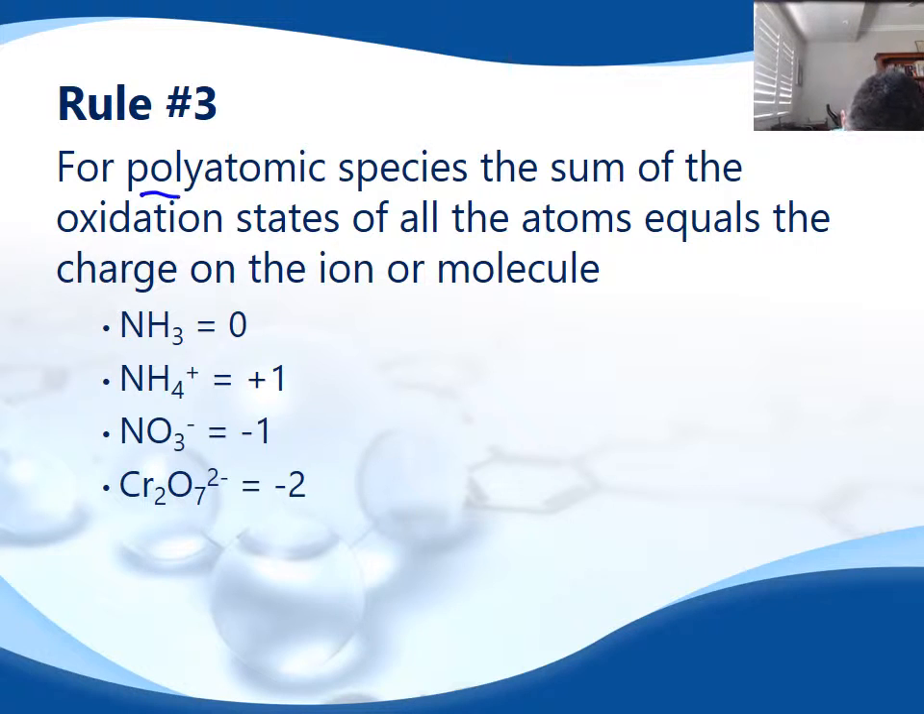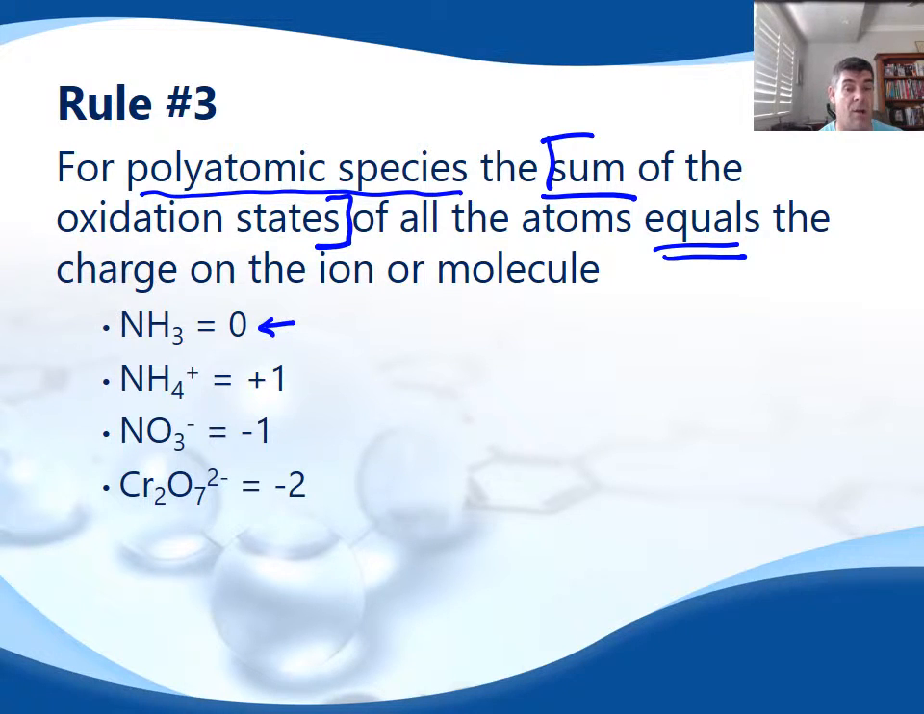So when we have polyatomic species, we have to make sure that the sum of the oxidation states in all of the species equals the charge. In ammonia, the overall charge is 0. It's a compound, not an ion. So therefore, the sum of the nitrogen and the 3 hydrogens must equal 0. In ammonium, it's a 1+ ion. So therefore, the sum of the oxidation states of the nitrogen and the 4 hydrogens must equal +1. Likewise for the nitrate ion and for the dichromate ion.